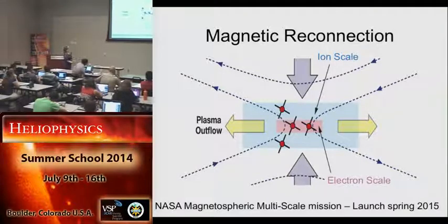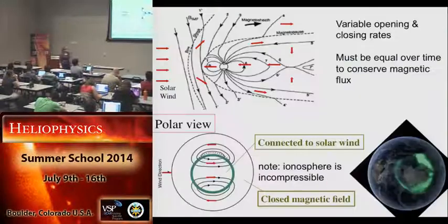You have a larger ion scale, which doesn't show up in this diagram, and then a smaller electron scale. And the big debate is, what triggers the process, what makes it work? But we know it happens. We have good evidence of it happening. The devil, of course, is in the details.